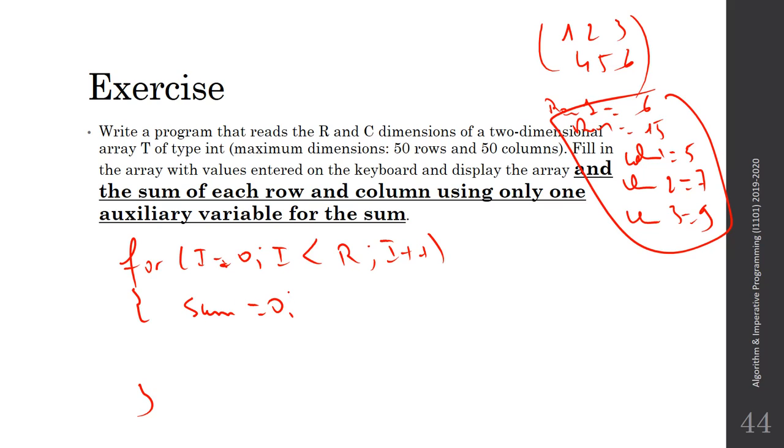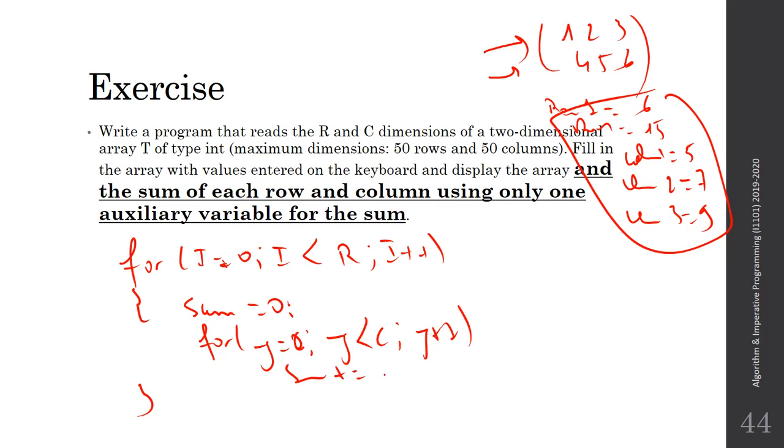So it's important to place sum equal to 0 inside the for loop, because if I place it outside the for loop, it means that I will keep the same value of sum. So at the end I will first have sum equal to 6, and then I will have 15 plus 6, which is equal to 21. So I need to initialize for each row. Before starting each row, I need to initialize the sum to 0, and then I will loop over the columns. So for j equal to 0, j less than c, j plus plus, and I will do sum plus equal t of i j, and I will printf the sum.